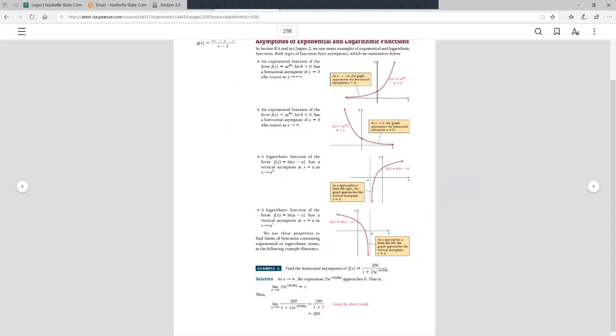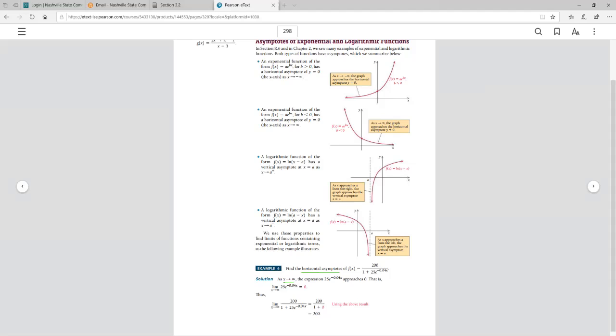So let's look at example 6. Find the horizontal asymptotes of 200 divided by 1 plus 25 times e to the power of negative 0.04x. Since we're looking for a horizontal asymptote, let's start off by looking at what's happening as x approaches infinity.